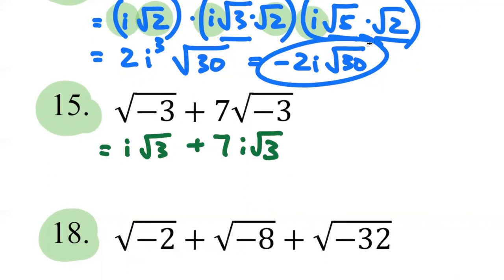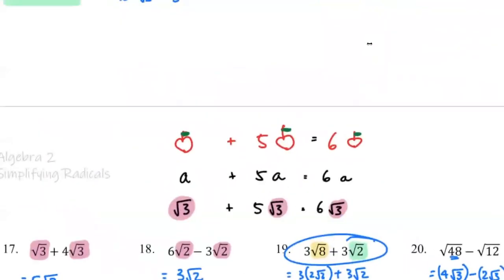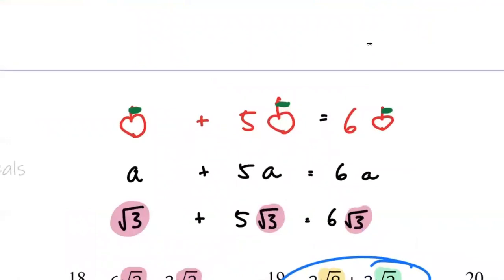It was this. I remember it was this. Let me bring it back here. Was it here? Yeah, this was the one, right? I was talking about in elementary school, you learn how to add apples together, right? 1 apple plus 5 apples, you get 6 apples. And then in middle school, algebra 1, we talked about how you have a plus 5a is equal to 6a. And then now we are taking the abstraction a bit further. We say, hey, root 3 plus 5 root 3 is 6 root 3.